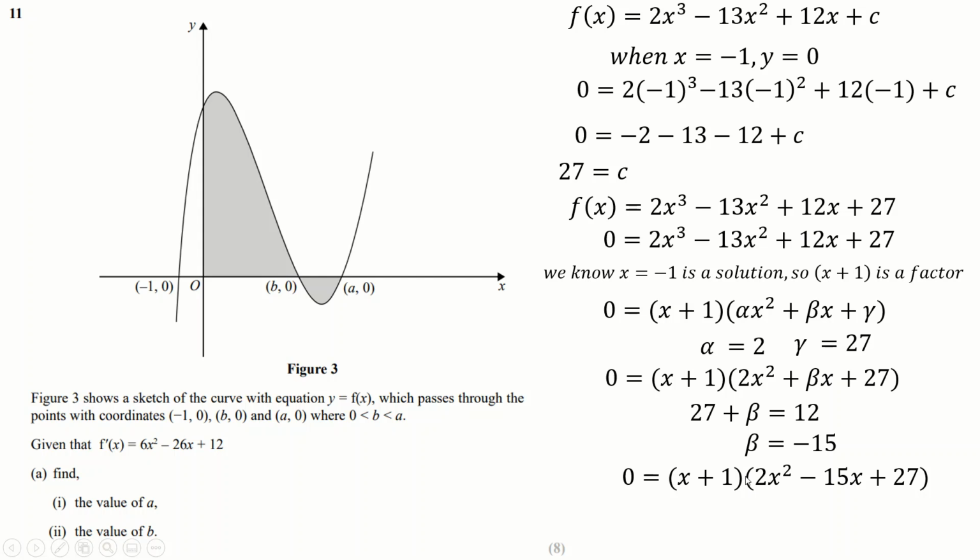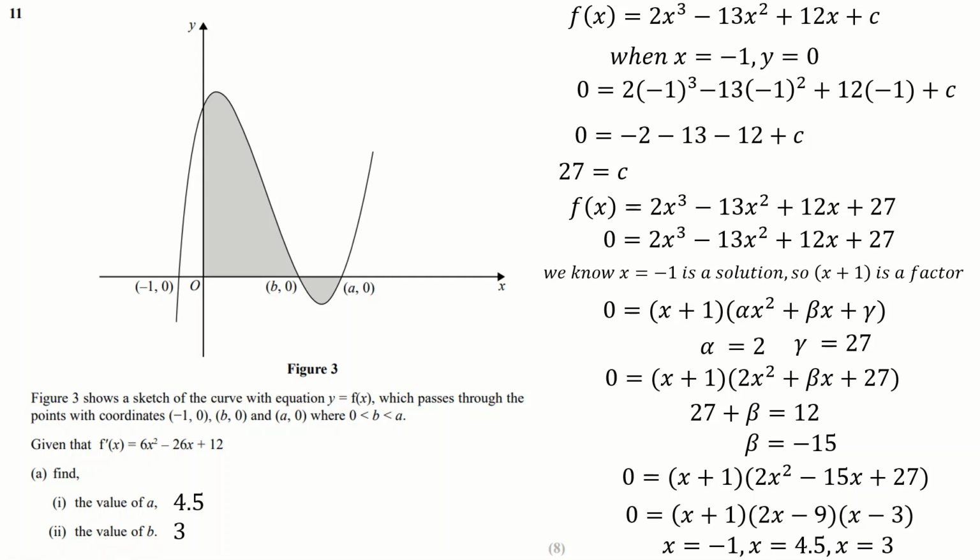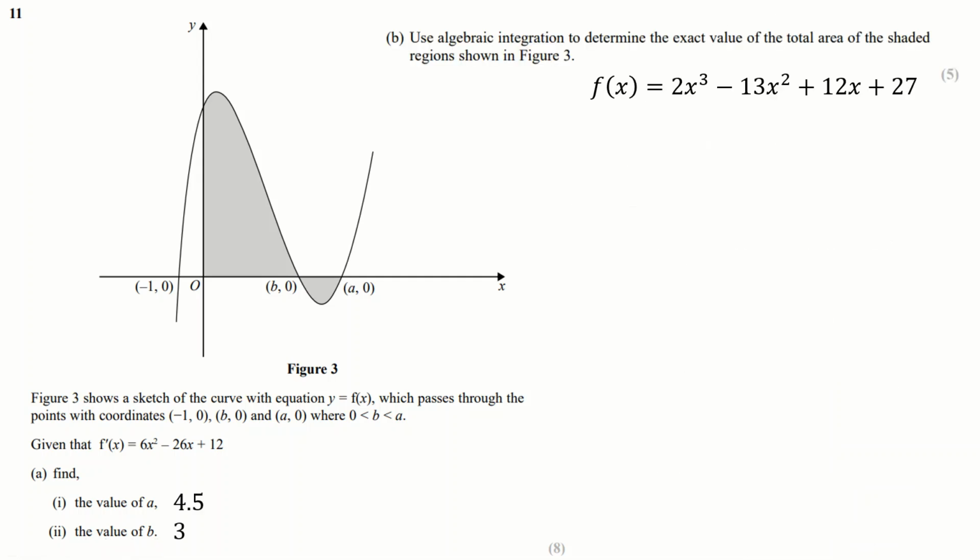Sorry, that's not my full factorization. I need to factorize this thing, which if you stare hard enough gives you that. And so your solutions are at minus 1, 9 over 2, which is 4.5, and 3. Now b, we can see from the picture, is less than a, so b is the 3, and a is the 4.5. Good.